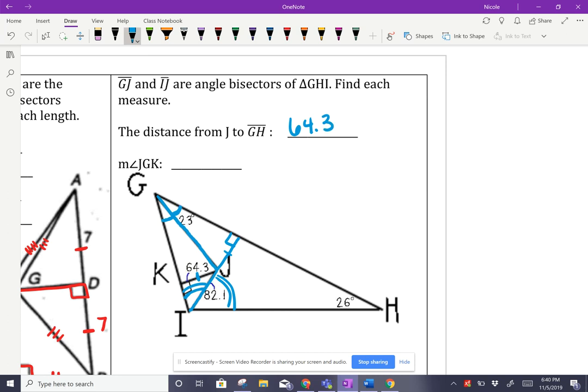Again, don't bash on the drawings. Don't bash on if they look proportional or to scale. Okay? Just believe in your knowledge about incenters and angle bisectors, even if the picture is a little funky. All right. The next I need to find the measure of angle JGK. So JGK is right here, and that's going to be 23 as it is congruent to angle JGH.